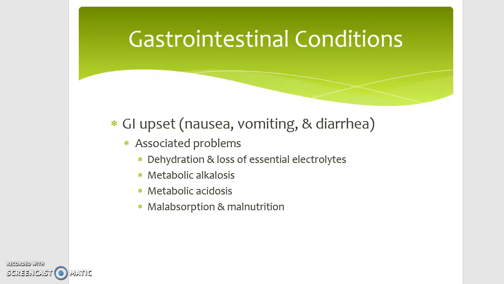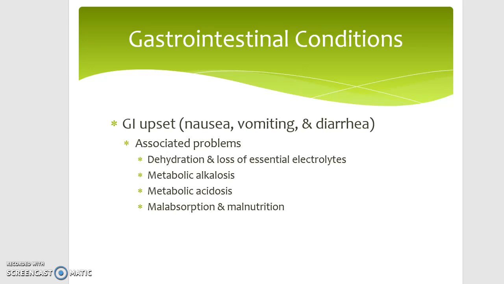Welcome back to part 2 of disease-specific diets. So we're going to talk about the gastrointestinal conditions, particularly, and those can be particularly challenging. Some of our nutrients are absorbed through our intestines, and so that can be an issue. First, we're going to talk about GI upset, nausea, vomiting, and diarrhea.